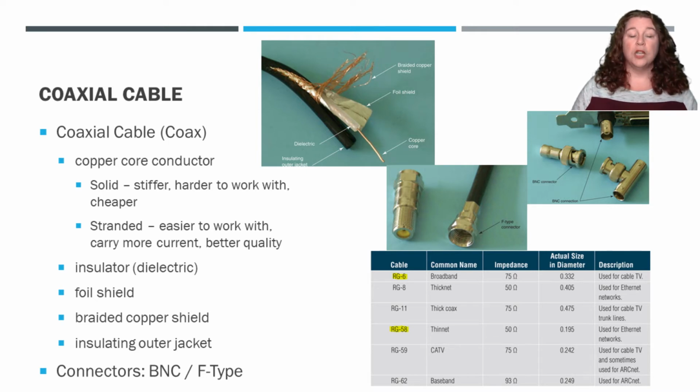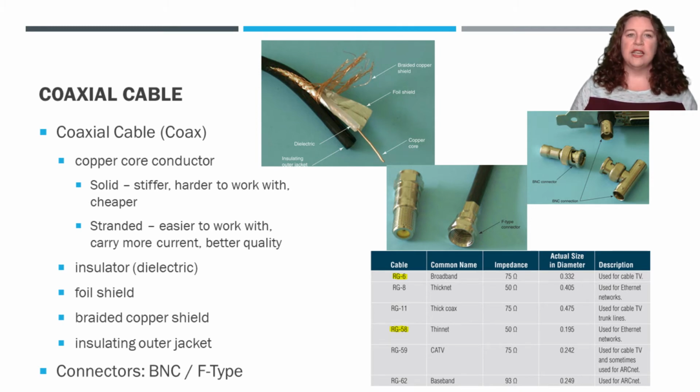That copper core can be either solid or stranded. A solid copper core is much stiffer, so it's harder to work with, but it's also very cheap. A stranded copper core is much easier to work with. It's more flexible and more pliable. It can also carry more current and have a better quality, but of course, it's also more expensive.